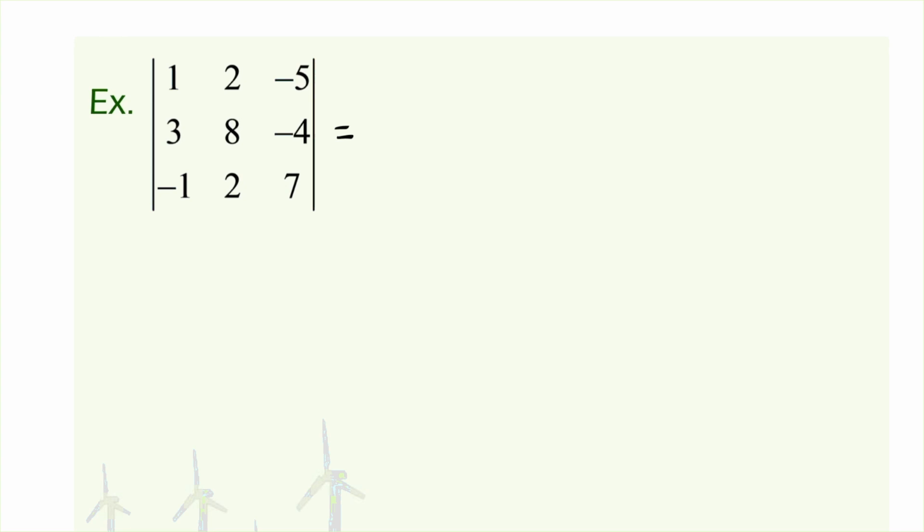So let's go across the first row. Across the first row, my first element is a 1. And then what we're going to do is consider crossing out the row and the column that 1 is in. If I do that, I'm left with the mini matrix 8, -4, 2, 7. Okay. That is my first cofactor.